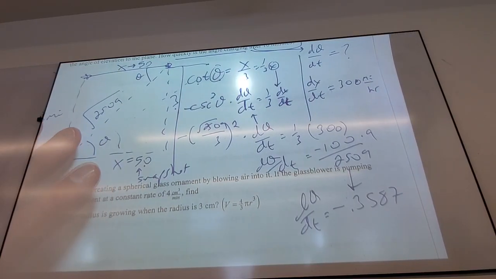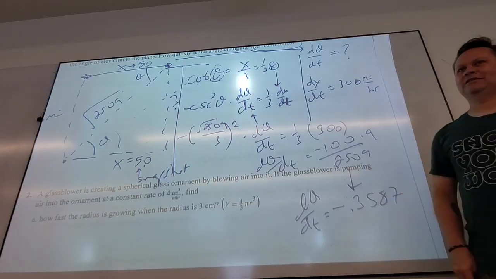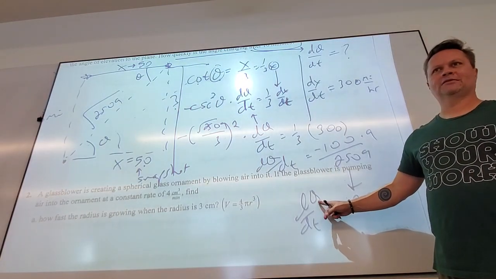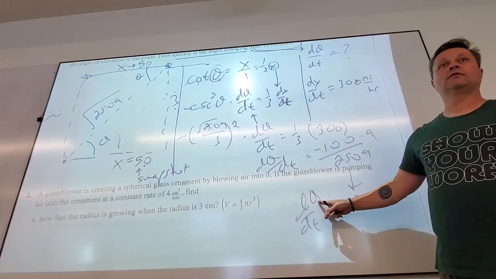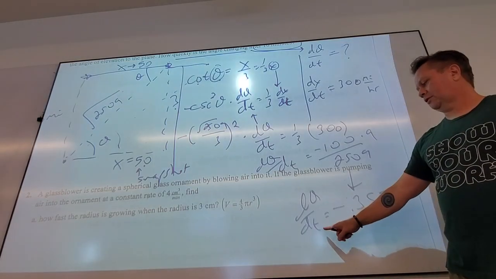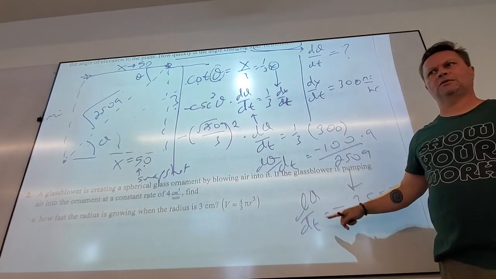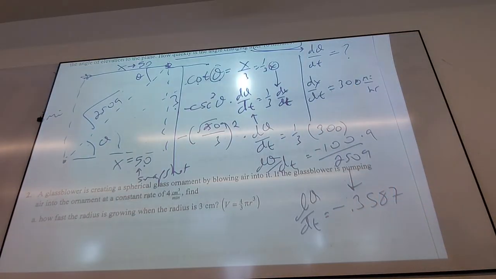What's the units on that? Degrees. No, never. Never. What's the correct units for angles? Radians per, what was the time established to be? Not minutes, it was established to be hours. So this is radians per hour.